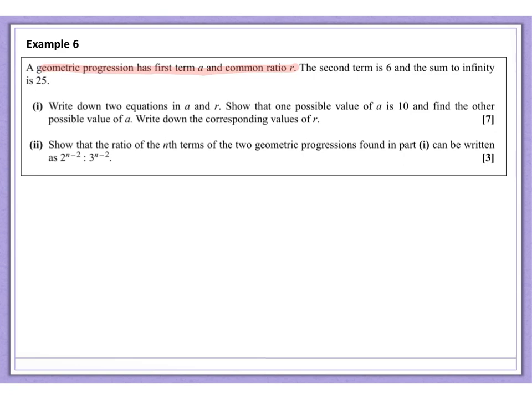Example 6. A geometric progression has first term a and common ratio r, the second term is 6, and the sum to infinity is 25. So we've now got to write down two equations in a and r, so that will be done using this information from up above.